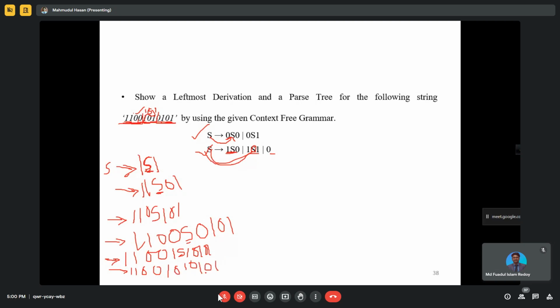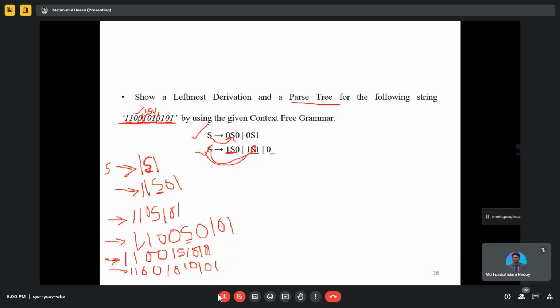Okay, got it, everyone? Yes, sir. So our derivation is done. Please mute, sound is coming from your side. If you are able to derive, then it is very easy to draw the parse tree.